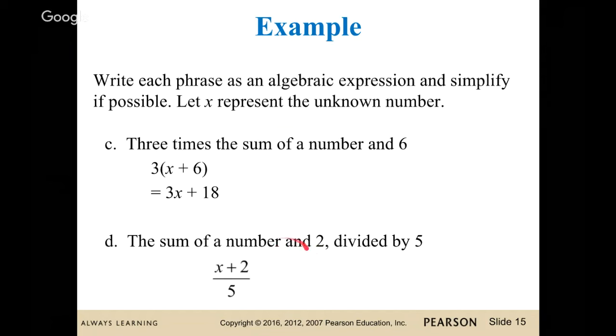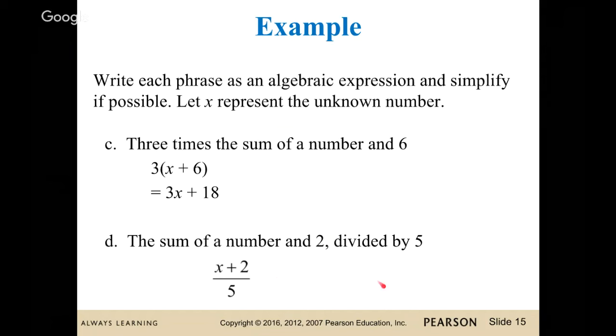The sum of a number and 2, this comma is going to help you out now. The sum of a number and 2, divided by 5. Okay, so you have the sum of a number and 2, that would be your parentheses, okay, divided by 5. All right, you don't have to keep the parentheses here, because if you remember from order of operations, this fraction bar acts as a pairing symbol or parentheses.